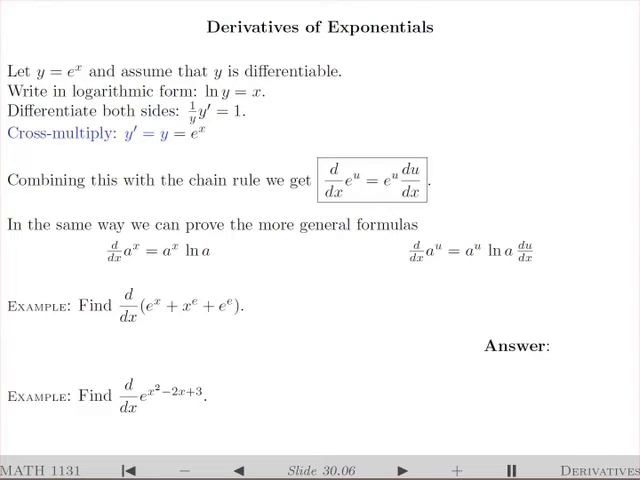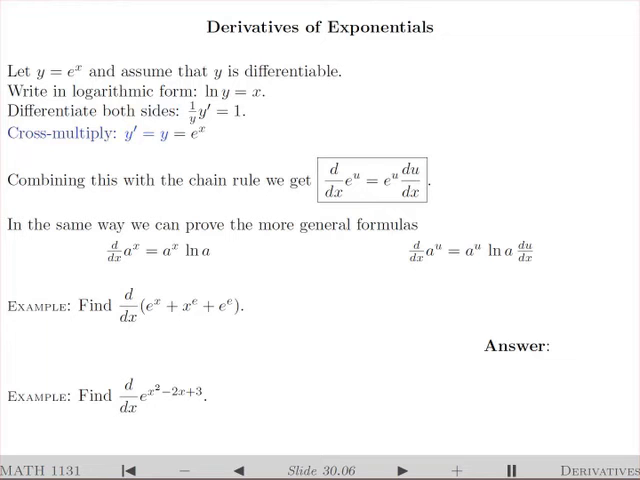e power x is essentially the only function with this property. You can multiply e power x by a constant, but anything else will have a derivative different from itself. And this is what's special about the natural exponential function. It increases at a rate proportional to itself.